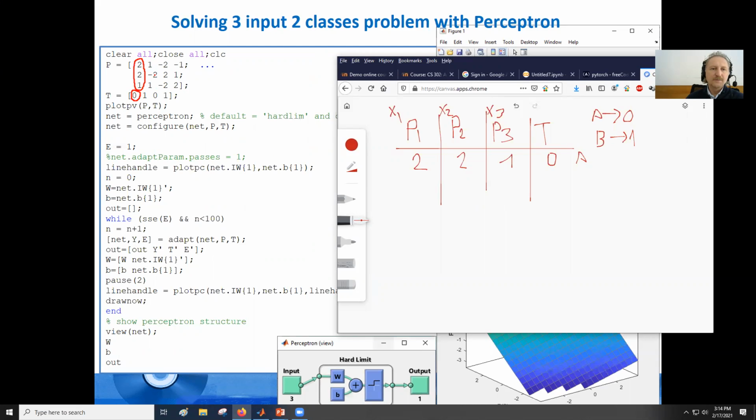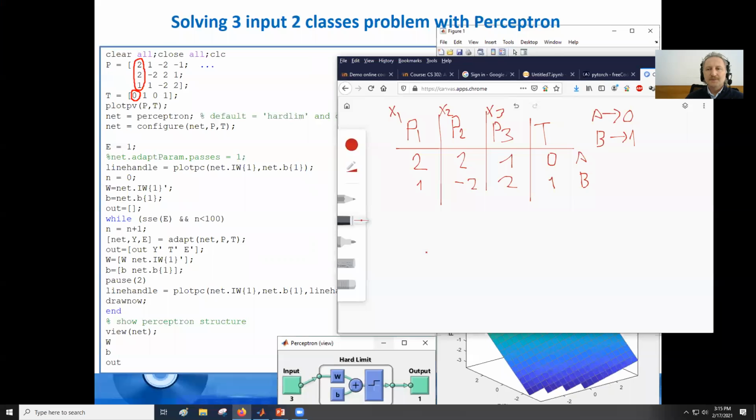Second one, 1, -2, 2, and class will be 1. This means class B. And you can continue entering the data set or illustration of data set like that.